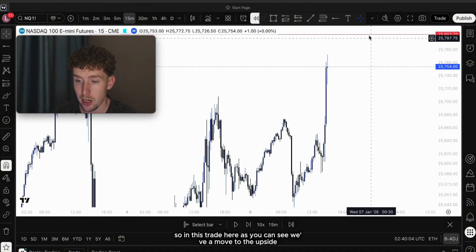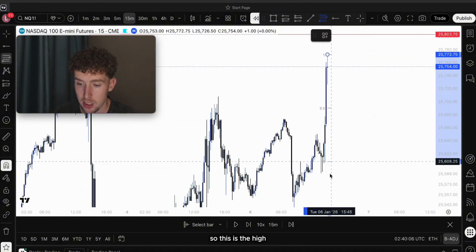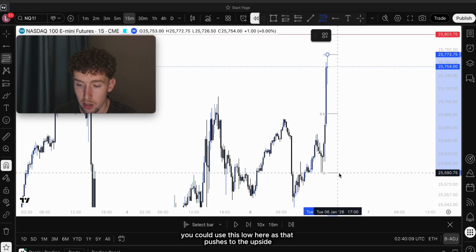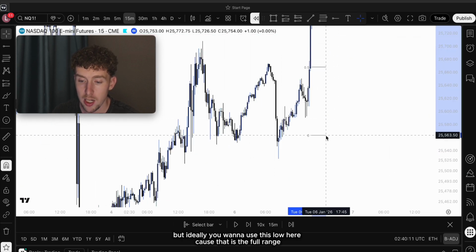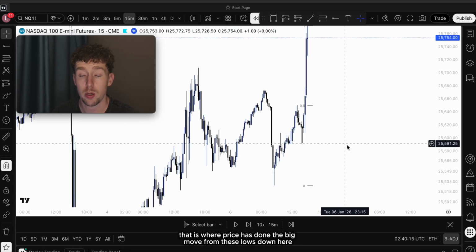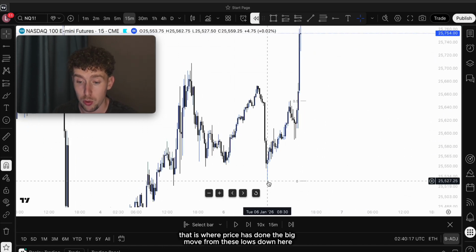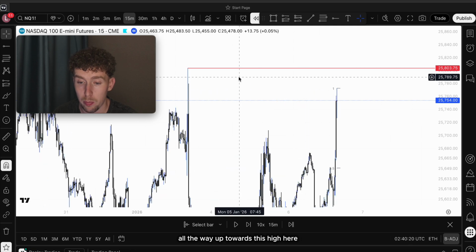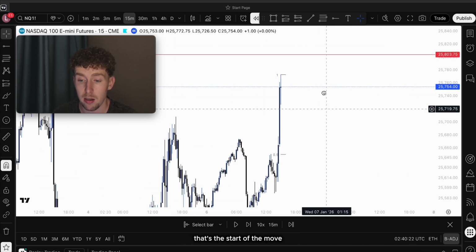So, in this trade here, as you can see, we have a move to the upside. So this is the high. You could use this low here as that pushed us to the upside, but ideally you want to use this low here because that is the full range, okay? That is where price has done the big move from these lows down here all the way up towards this high here. That's the start of the move.